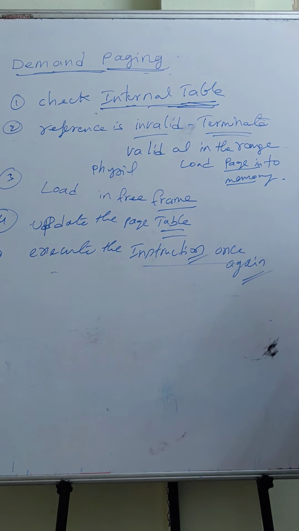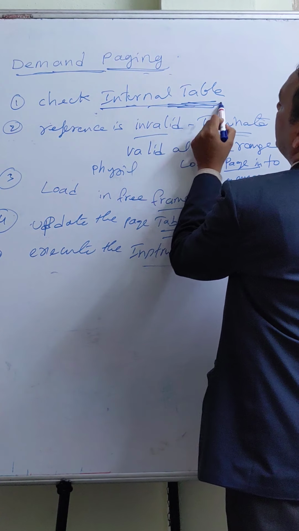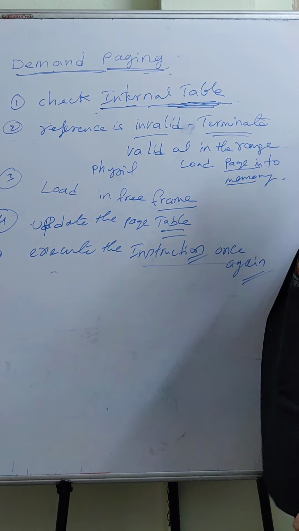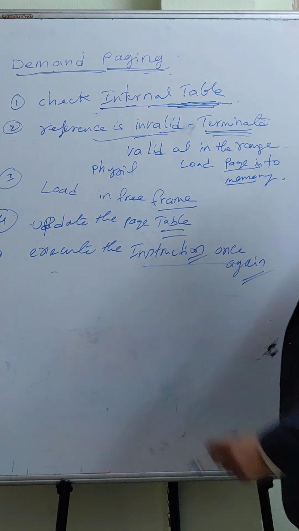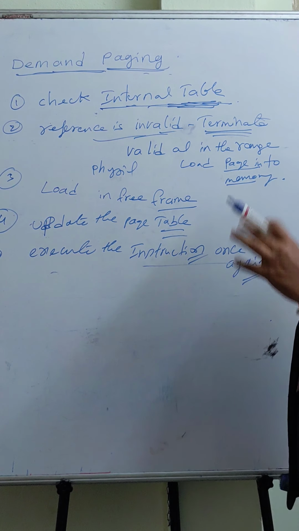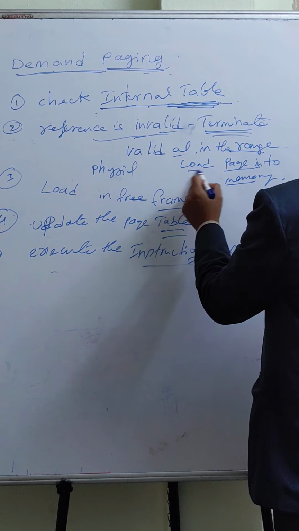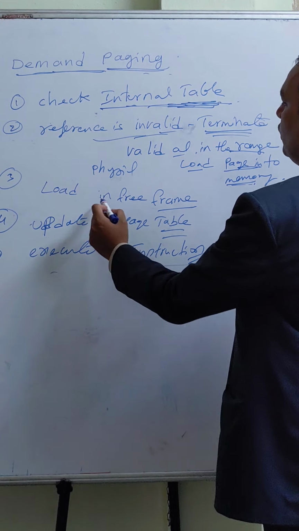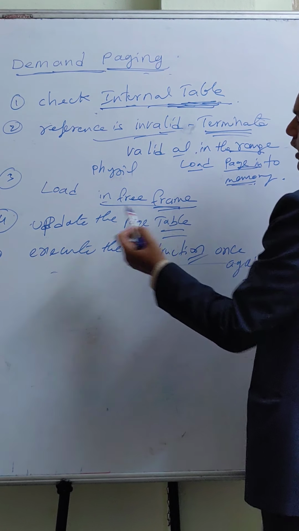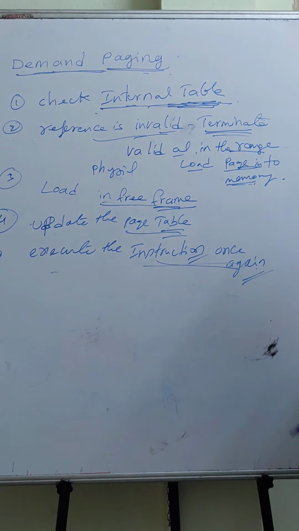We need to follow these steps in demand paging. Check the internal table of the process control block. If the reference is invalid, then terminate. If the process is referencing beyond its range, terminate; if it is valid and in the range, load the page into memory. Third, load into a free frame. Fourth, update the page table. Fifth, execute the instruction once again.